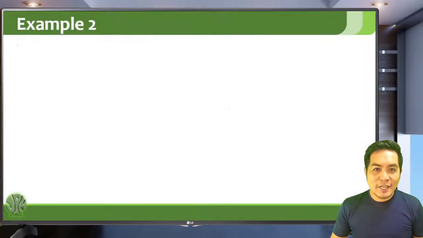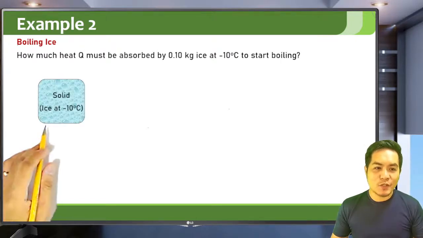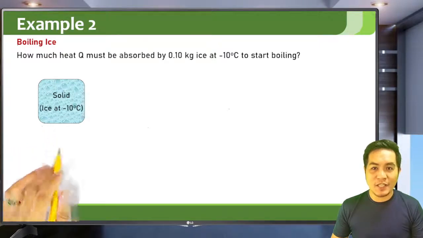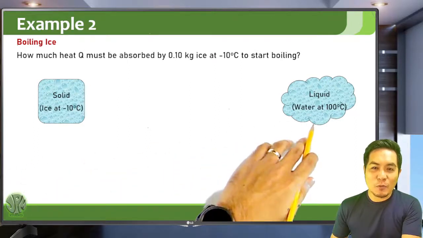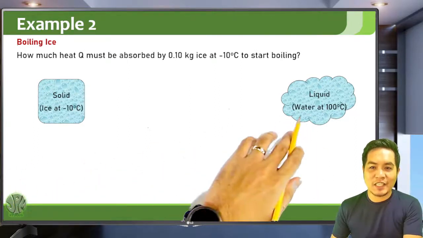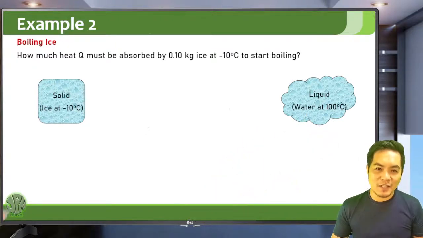So let's have another example. This is now boiling ice. How much heat must be absorbed by 0.10 kilogram ice at negative 10 degrees Celsius to start boiling? Our starting point here is solid ice at negative 10 degrees Celsius. Our final material is liquid water at 100 degrees Celsius. This is the point wherein water starts to boil, liquid water at 100 degrees Celsius.